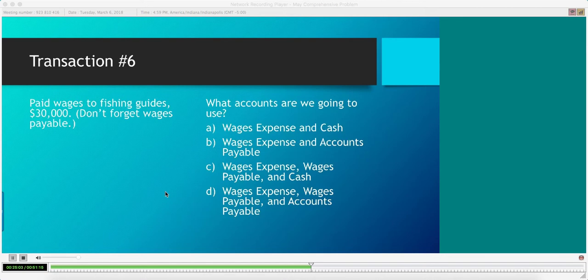There's going to be a leftover balance from April. We have to use that balance along with wages expense to get to the $30,000 we're going to pay our employees, and then we're going to use cash. And so normally students just use wages expense and cash. So typically that is what students use, but you're right, it's the wages expense, wages payable, and cash.